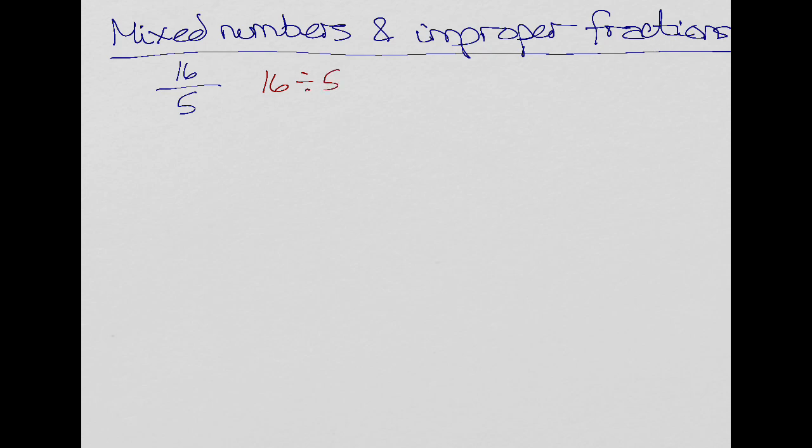You can do it on a calculator if you want to. You can do it the long way if you want to. And I'm going to get 3.2. Well, I want a mixed number, which means a whole number with a fraction. 3.2 is a decimal, which is not a mixed number. But we have found the whole number part, 3. So the whole number part of my mixed number is 3.